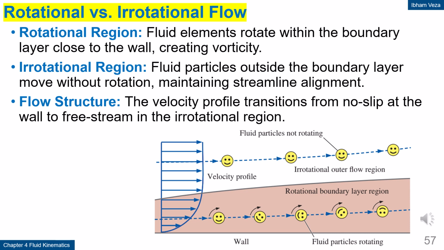Rotational versus irrotational flow. Inside the boundary layer near the wall, fluid elements rotate and have vorticity. Outside the boundary layer, the flow can often be considered irrotational. The velocity profile shows the transition from the no-slip condition at the wall to the free stream. This division is very important for simplifying flow analysis. This concept forms the basis of potential flow and boundary layer theory.